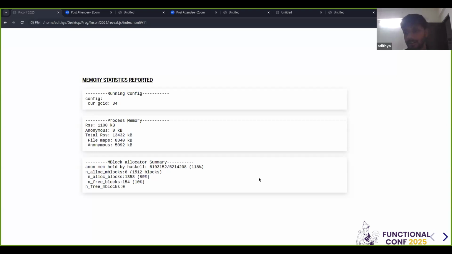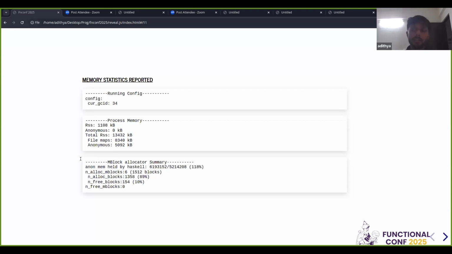So one small thing you can say here is that the mega block allocator says there is 6 MB, but the process memory says that the anonymous memory is only 5 MB. This is because a lot of memory might not have been paged yet, right? A lot of pages might not have been accessed, so they have not been paged yet. But this is the totality of the Haskell heap. The mblock allocator has requested 6 MB from the OS, and it's getting that 6 MB.